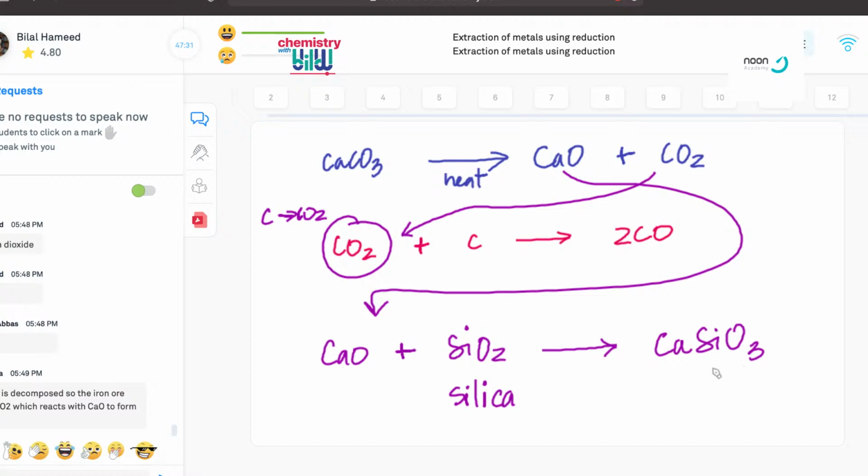So this is what you call slag. Now silicate is SiO3 2-. It's very much like carbonate, so don't get confused too much. They are those complex ions, or polyatomic ions, or compound ions, whatever you call them. So, yes, Izan, absolutely. So think about this.